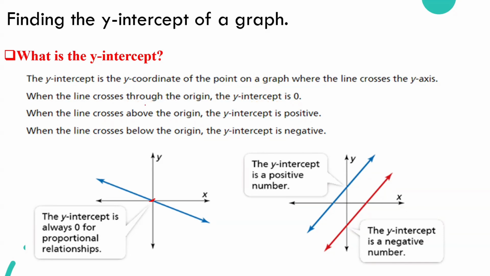An example of this is this graph here to my right. If you look at this graph, you will realize that the line goes through the origin, so it cuts the y-axis at the origin. Therefore, the y-intercept is 0. This graph is said to be proportional because it's a straight line and it is going through the origin. The y-intercept for a proportional relationship graph is always 0.